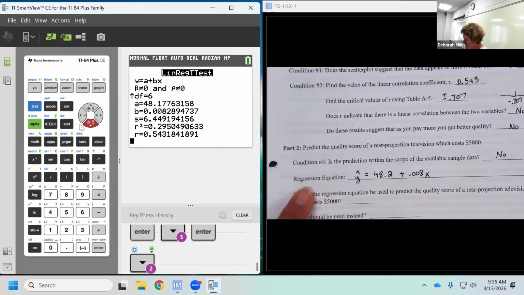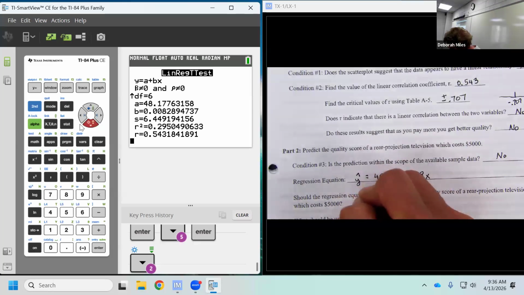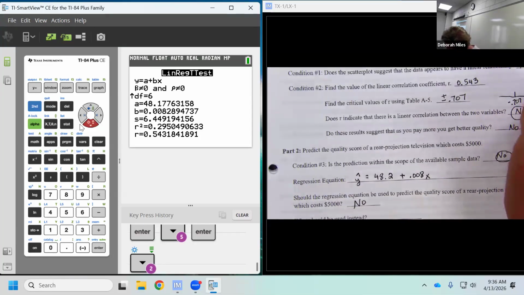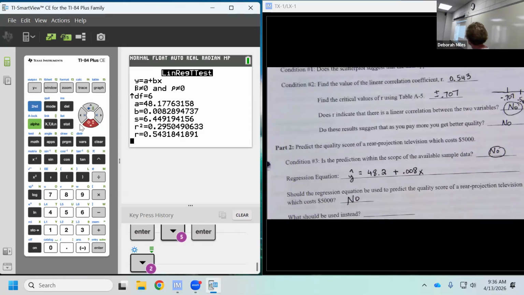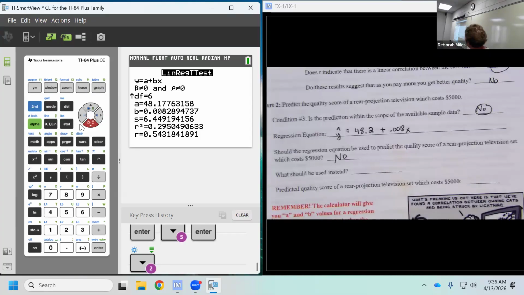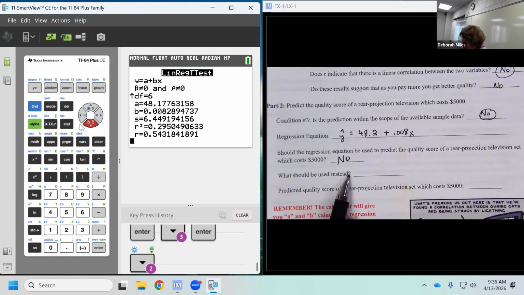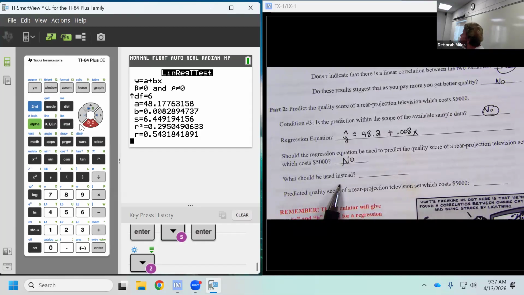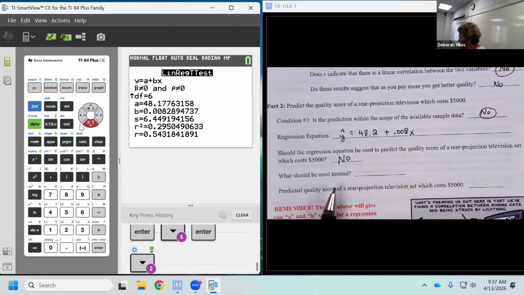So then do I just take the 5,000 and put it in place of x? No. Because of this no, and that no, and that no. If I know that I shouldn't use the regression equation, what should I use? The mean of the y values.